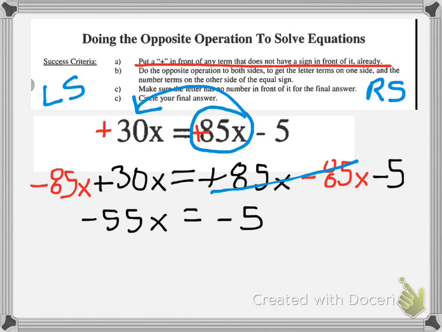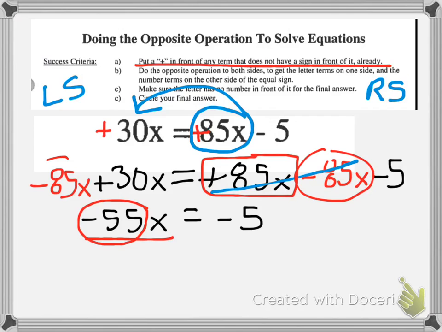So we want to get x by itself. So that means we want to get rid of the negative 55. Well, up above, when we wanted to get rid of the positive 85, we did the opposite operation. Instead of adding 85x, the opposite would be subtracting 85x. And then we did that to both sides. So we want to get rid of our negative 55. Right now, that is being multiplied by the x, because when things are beside each other, they're being multiplied. So the opposite operation of multiplying by negative 55 is dividing by negative 55.